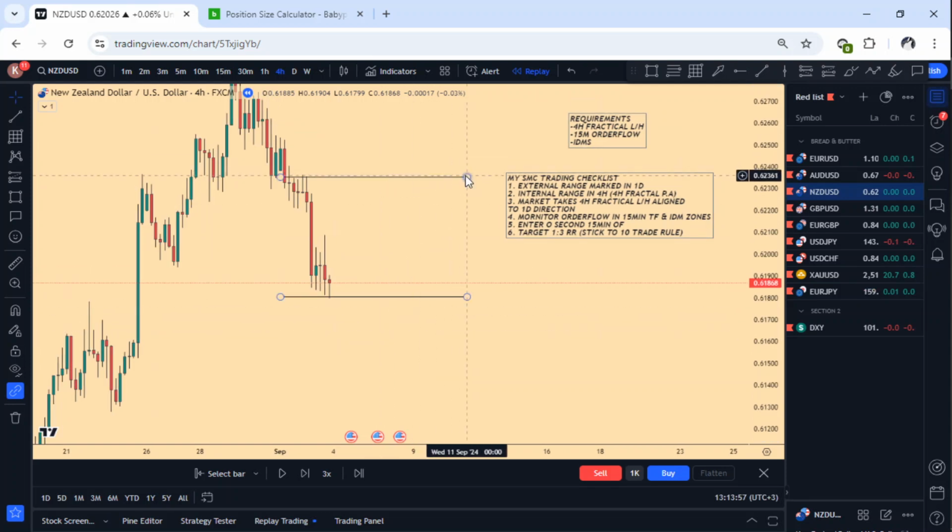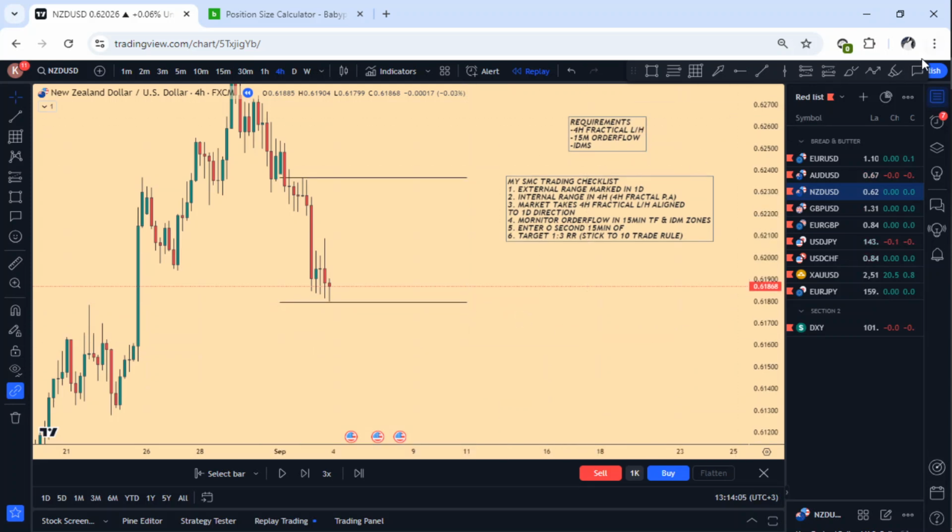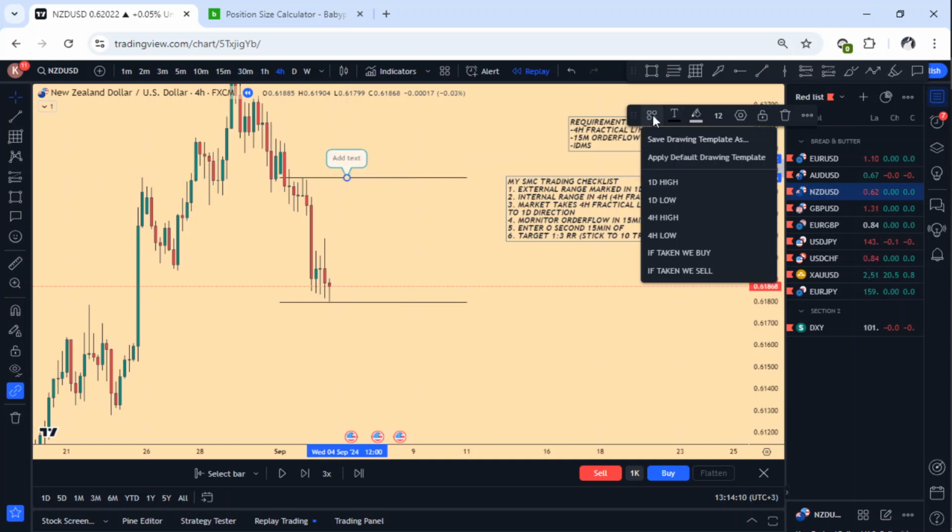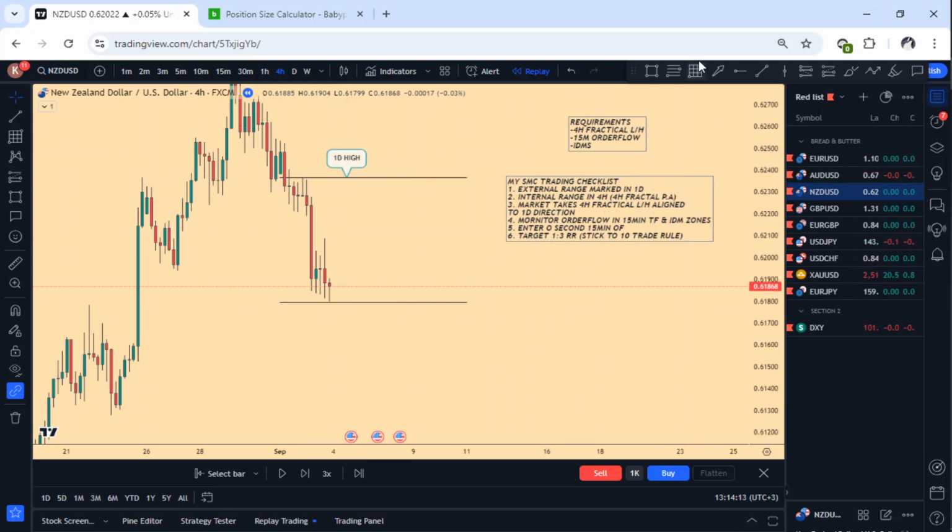This is our daily high, and this is our daily low. We have to clearly mark them so that we don't get confused. So this is our daily high, and then we have our daily low here. We are expecting the market to keep selling. The next thing is to mark the internal range, like we've marked the daily internal range, in 4 hours.